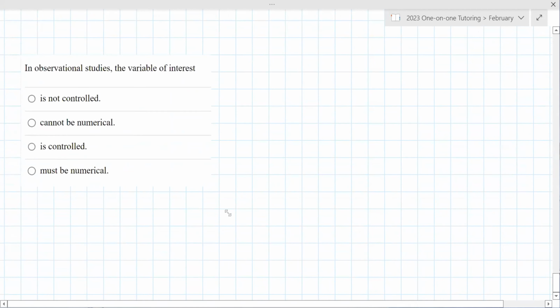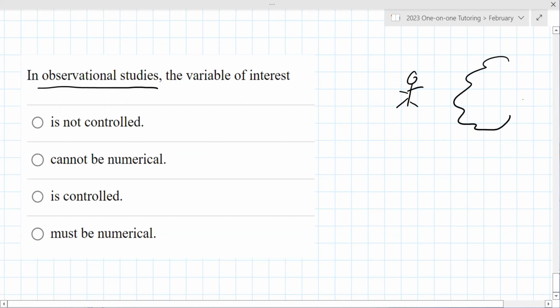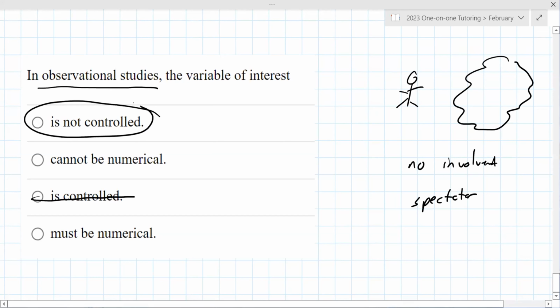Number 13. Observational study. An observational study means that you are going out and you're just watching a group. You're not getting involved. So there's no involvement. You're a spectator. So you don't have control because you're just watching. You're seeing how many people go to a certain restaurant in a day. Okay. So the answer is it's not controlled.